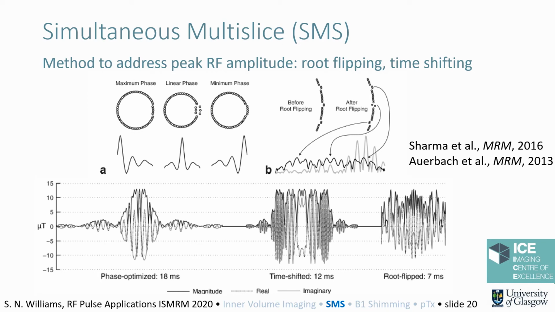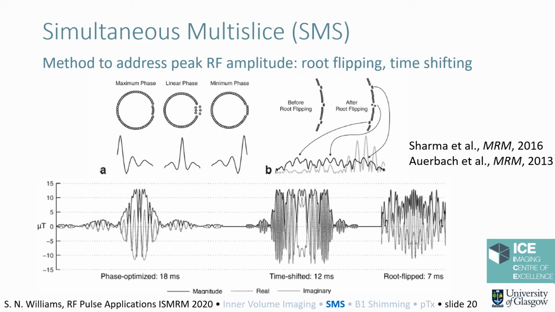A few other approaches that explicitly minimize peak RF amplitude of SMS pulses are root flipping and time shifting. In the top figure, the root flipping approach by Sharma et al. highlights how the passband roots of individual bands of a multiband pulse can be arranged so that they do not overlap and contribute to a larger RF amplitude peak.